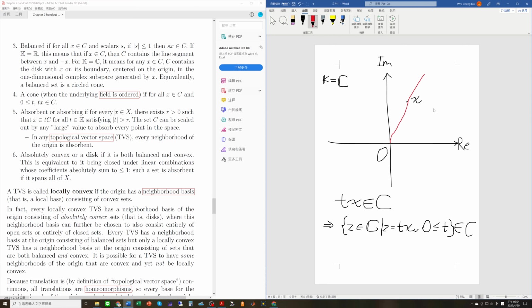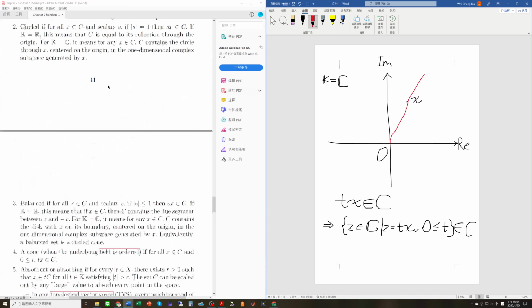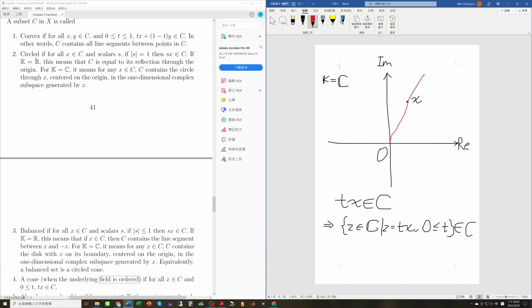So, this is a cone. And then what is a circled cone? Let us see. A circled cone: if K is equal to C, it means that for any x in C, C contains the circle through x.